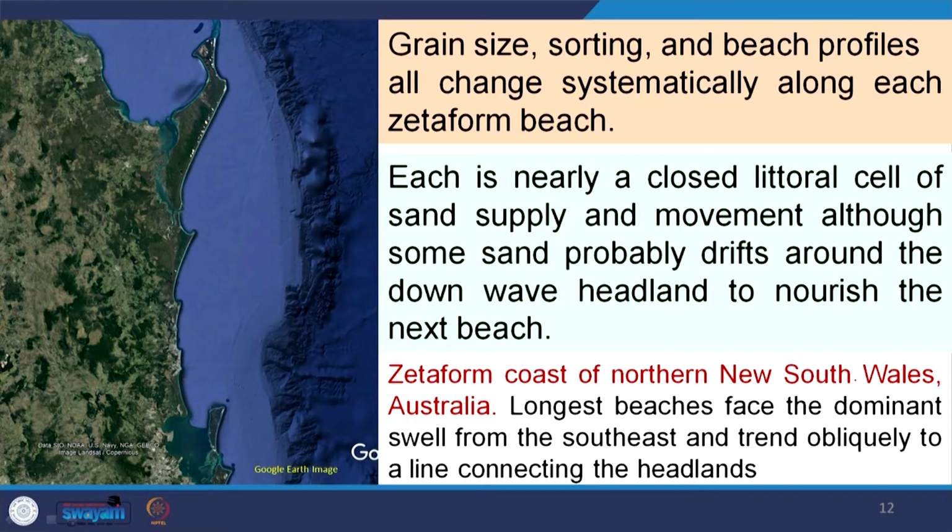Then if we have a coast, we have refracted waves, and each is dominant. Suppose this is independent, this is independent, and that is why grain size, sorting and beach profiles all change systematically along each zeta-form beach.